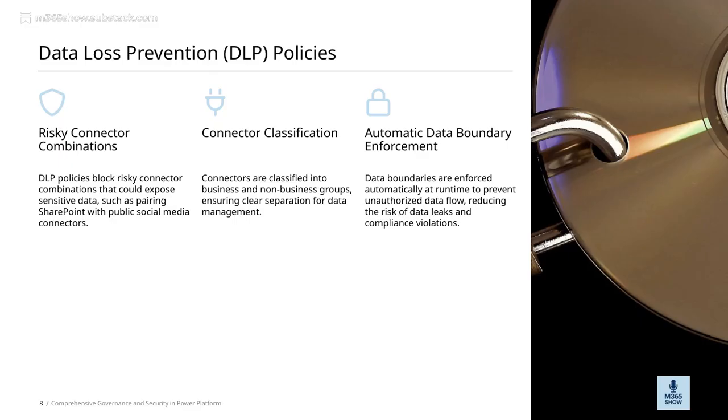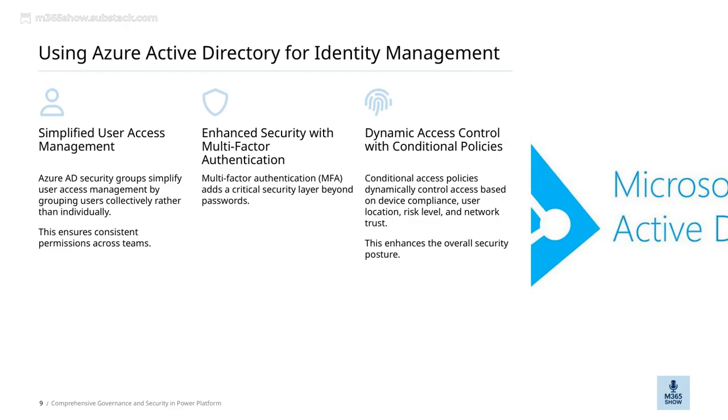Let's talk about how Azure Active Directory helps us manage identity and security effectively. One key feature is conditional access policies. These policies dynamically control who can access our resources based on factors like whether the device is compliant, where the user is located, the level of risk involved, or whether the network is trusted. This means we can tailor access rules in real time, significantly boosting our overall security posture.